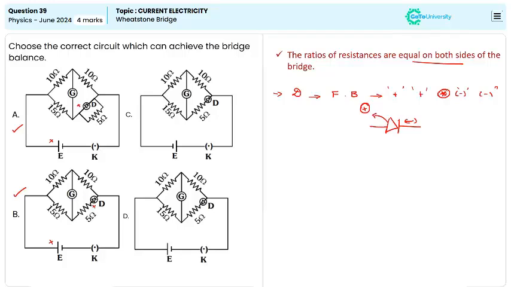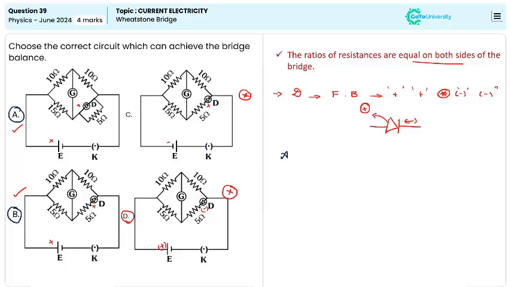Let us check option C. In option C, the positive side of the diode is connected with the negative side of the battery. So this will not get balanced because the diode here is under the reverse bias condition. So option C will not be the correct answer for this question. Let us check option D. In option D, the negative side of the diode is connected with the positive side of the battery. So here also it is under the reverse bias condition, so it will not be balanced. So now we have only option A and option B.